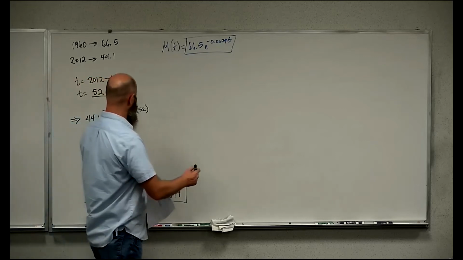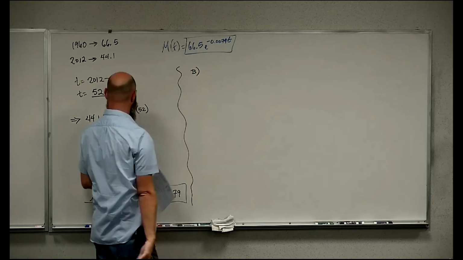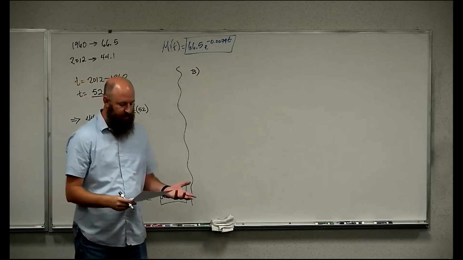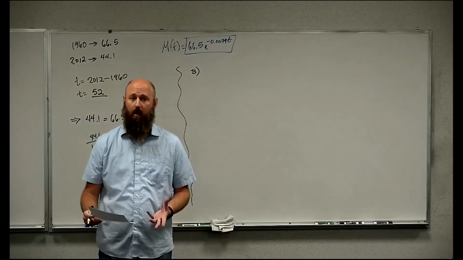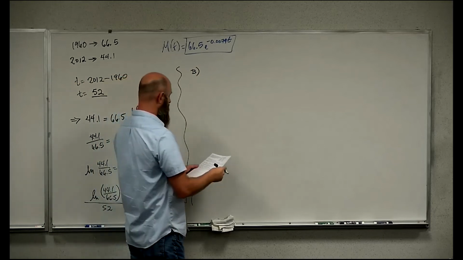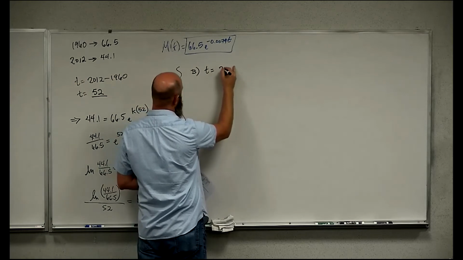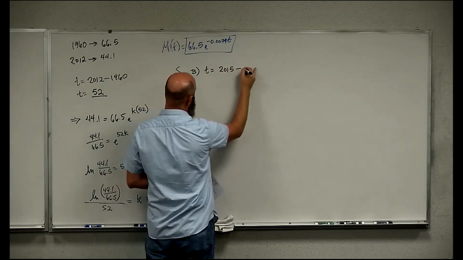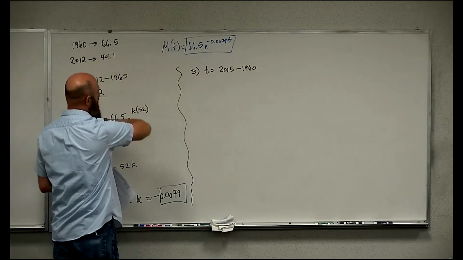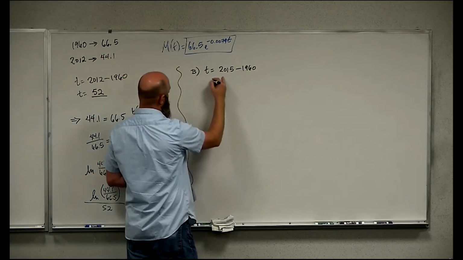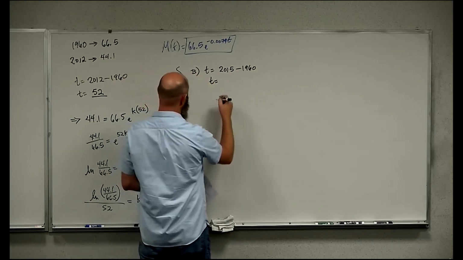All right, part B. It says in 2015, what percent is going to be there, and then 2018. So a two-part problem. The first one is 2015, so we need to find our time, which is going to be 2015 minus 1960, because that's back to our original. So t is going to be 55.